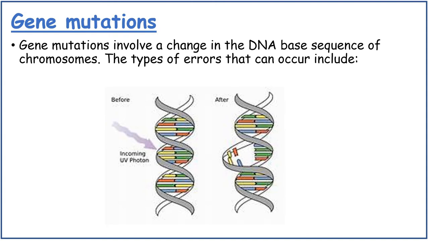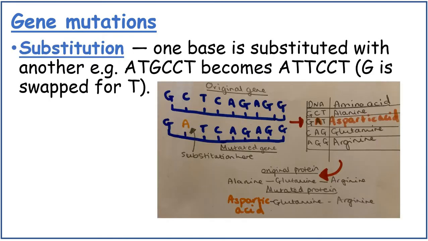Gene mutations involve a change in the DNA base sequence of chromosomes. The types of errors that can occur include substitution. This is where one base is substituted with another. For example, ATG-CCT becomes ATT-CCT. So the G is swapped for a T.